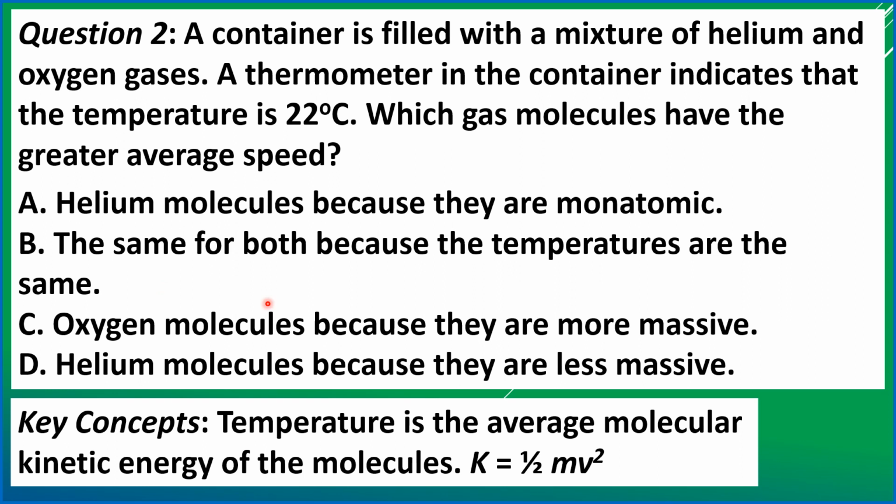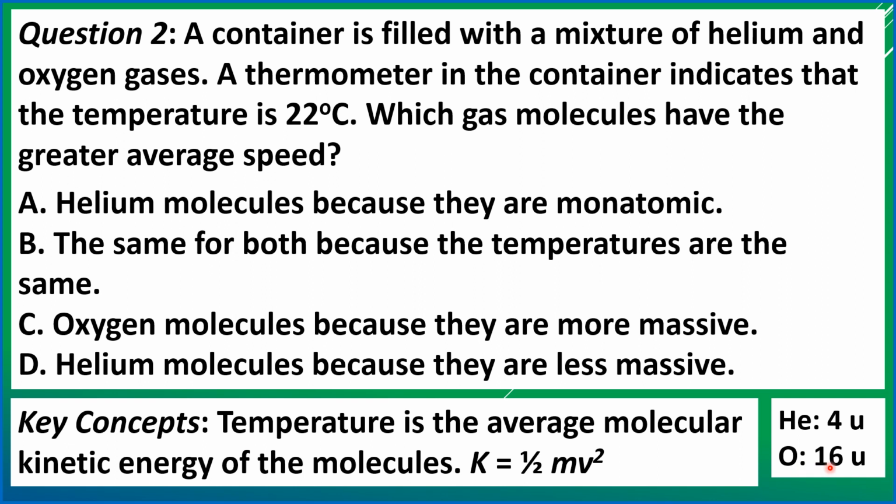But some of these molecules are moving faster than the other molecules. Now, which gas molecules have the greater average speed? Alright? So at constant kinetic energy, the molecules with the lighter mass, with a smaller mass, are the ones moving with greater average speed. And since we know that helium has a lighter atomic mass than oxygen, alright? As a molecule, oxygen is diatomic.